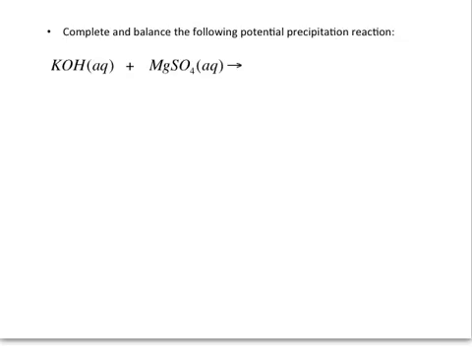In this video, we're going to look at how to predict the products of precipitation reactions. Now, all of the reactions we're going to predict the products for are examples of double displacement reactions, where we swap the cations and anions from each compound.